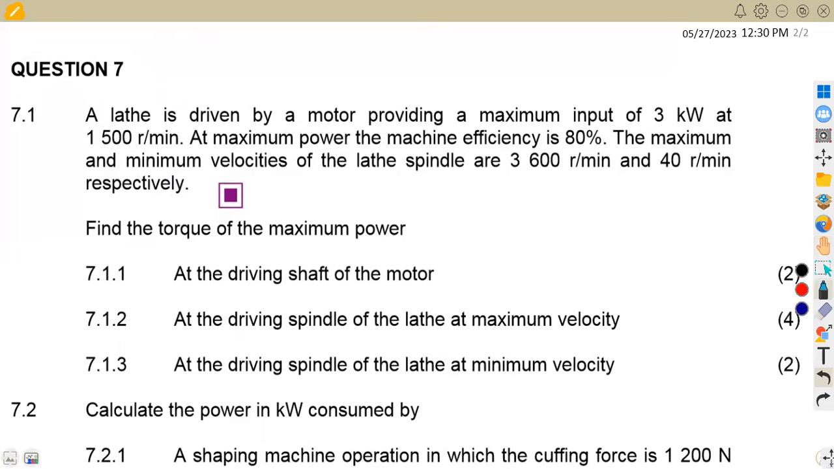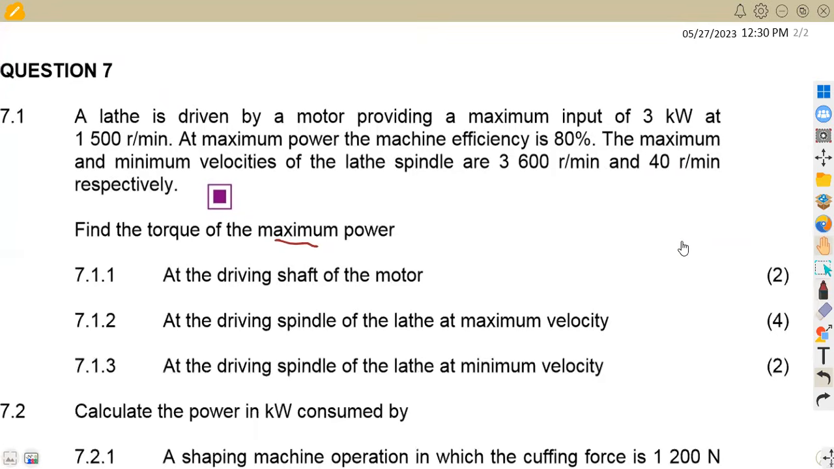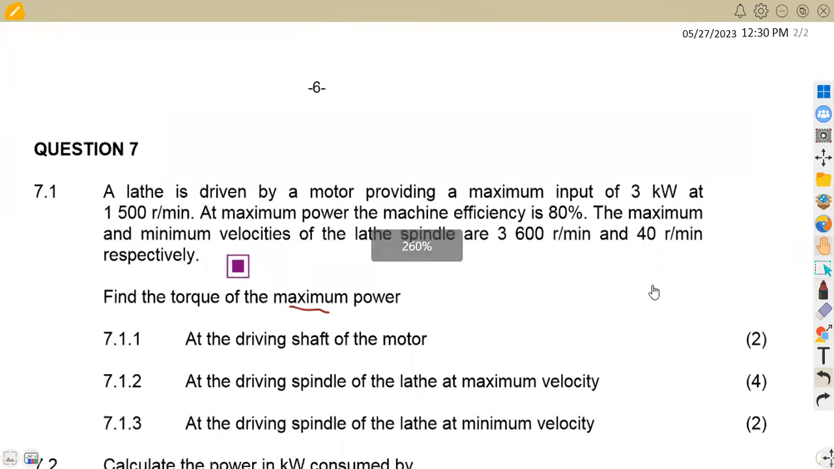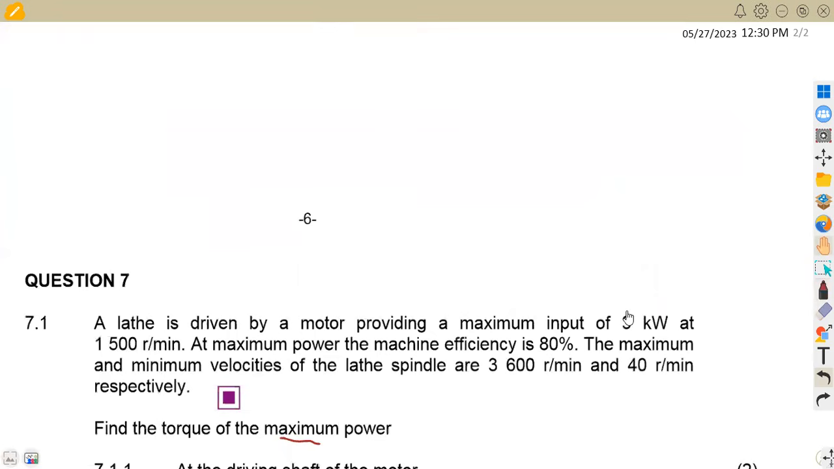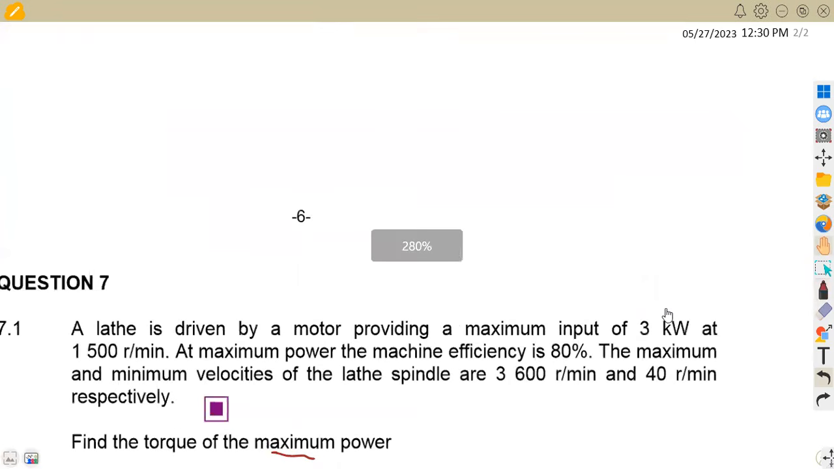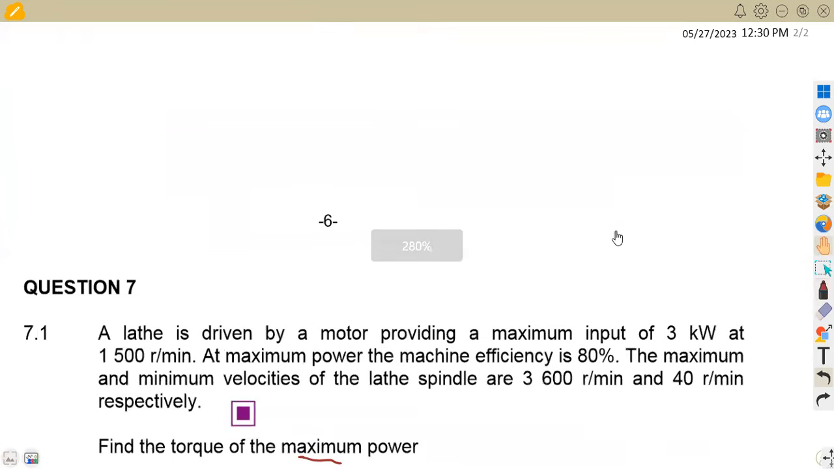Okay, so this part, I'm just going to explain a little bit, since we had this question from our previous paper of August 2016. Here we are just given a normal formula that we are supposed to take into consideration for torque.